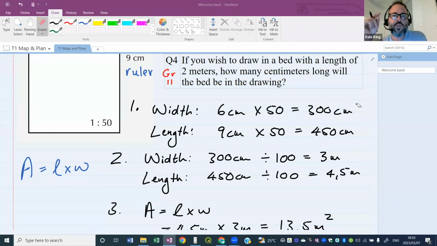So I'll say the question again. You want to draw a bed into this diagram. The real length of the bed is 2 meters. How many centimeters long will the bed be in the drawing? You see, math literacy is all about interpretation of the question. Oh dear. Okay, I can tell you that none of these answers are correct.